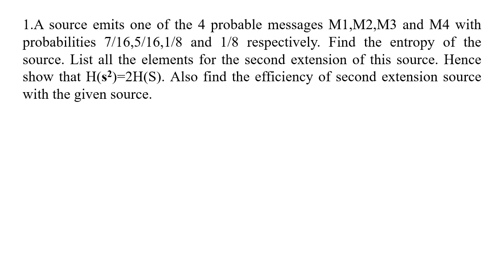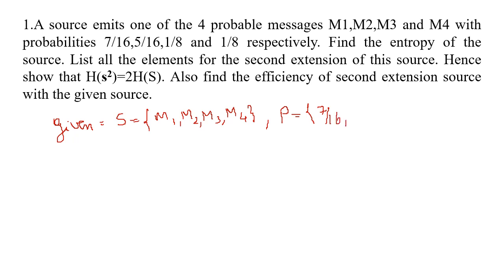So what is the given value here? We'll just write given: the source symbols S, which are M1, M2, M3 and M4. So these are the four probable messages given. What is the probability given? P is equal to 7/16, 5/16, 1/8 and 1/8.